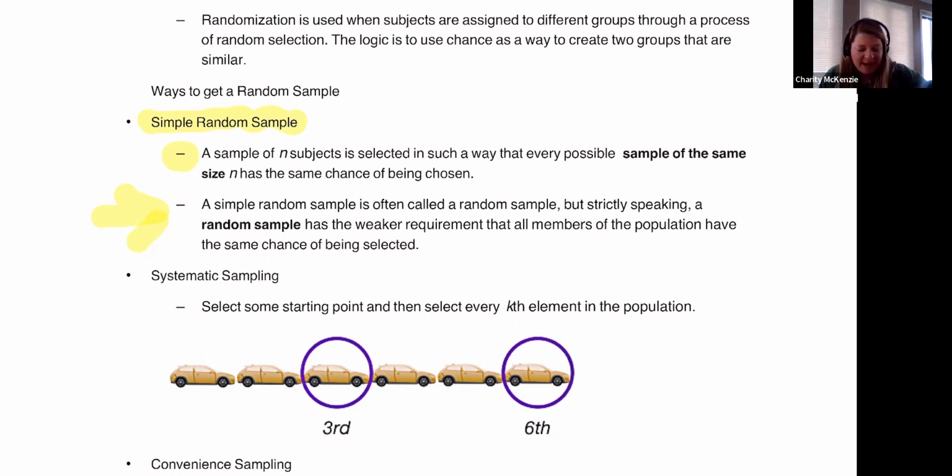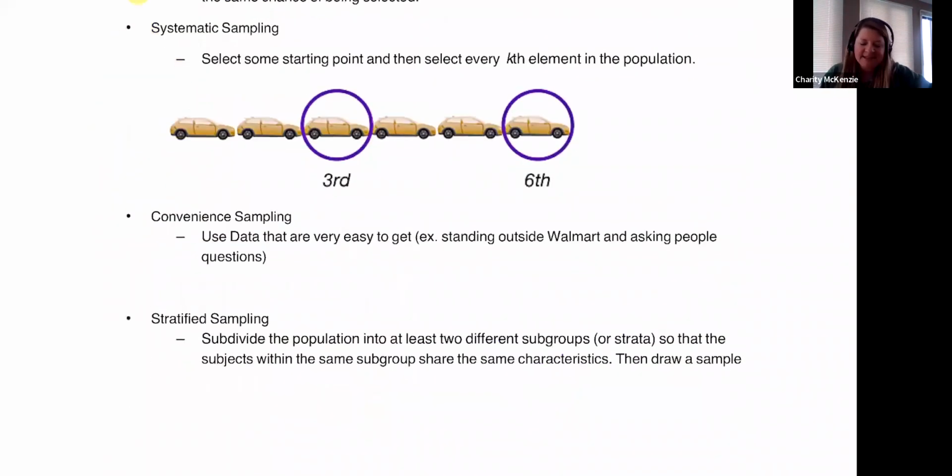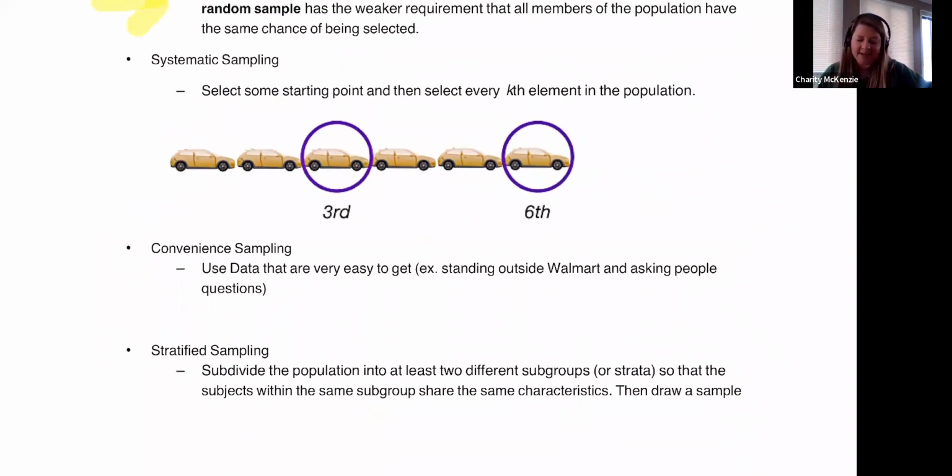Okay, systematic to me is easier to look at. Systematic. Select from a starting point, and then you just pick every so many. So this is every third, a little car example. Systematic. You line up everyone in your population, and you take every third person. Used to be like you take out the phone book and you circle every third person, right? Or something like that. There's not really phone books anymore.